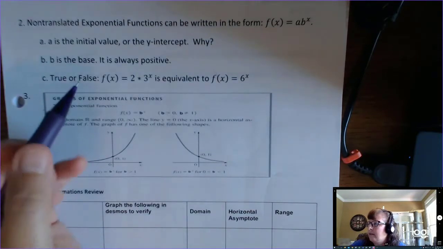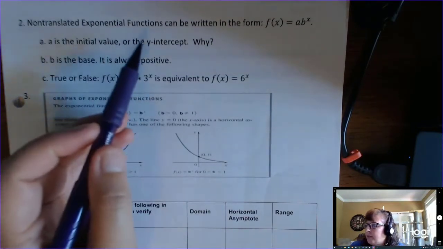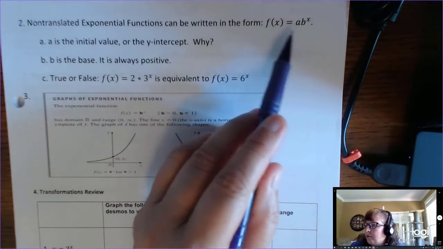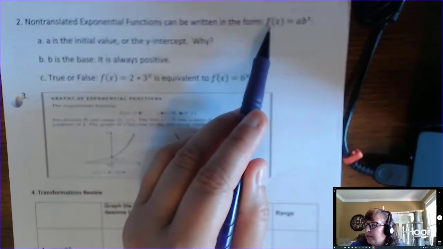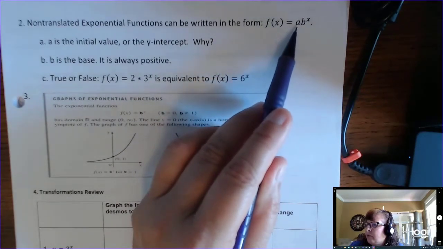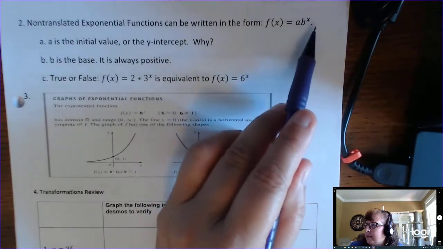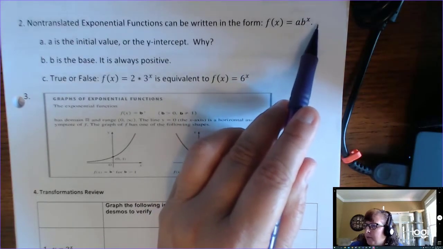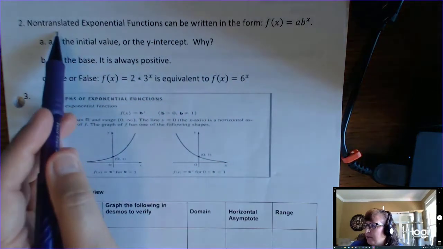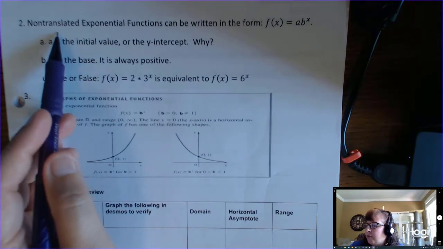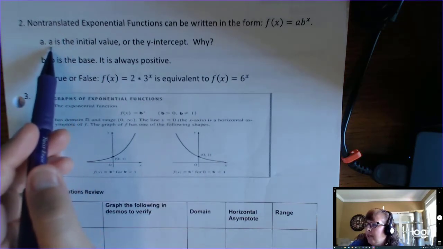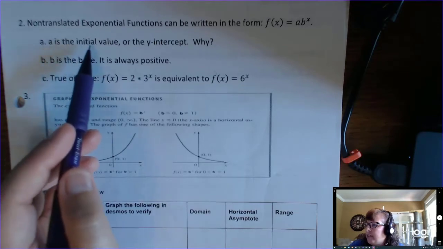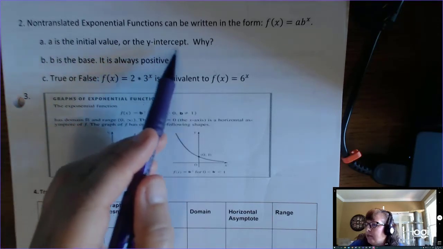Next, non-translated exponential functions. This is the way you can write an exponential function: f of x equals a times b to the x, and there's not a plus c yet because we're just talking about non-translated exponential functions. This is a review, but this is new. A is called the initial value, or the y-intercept.